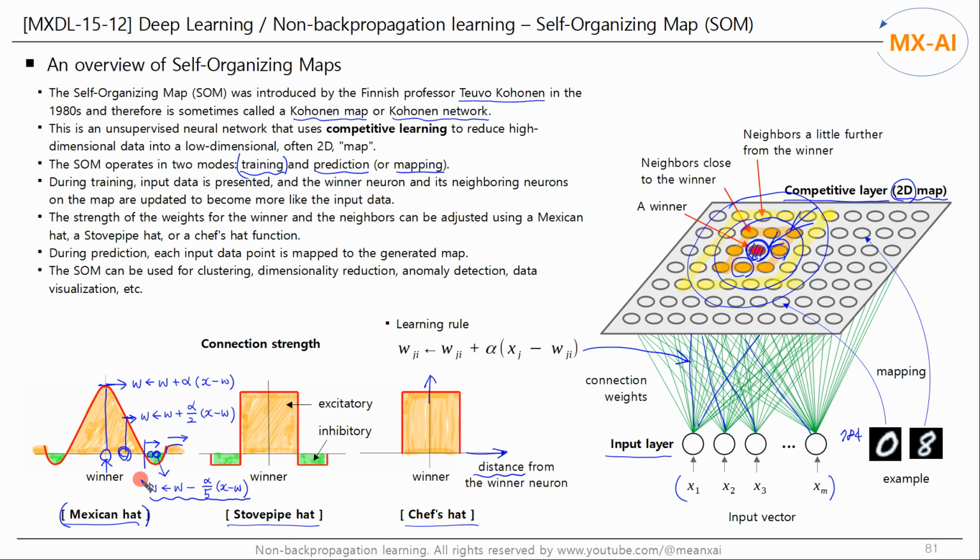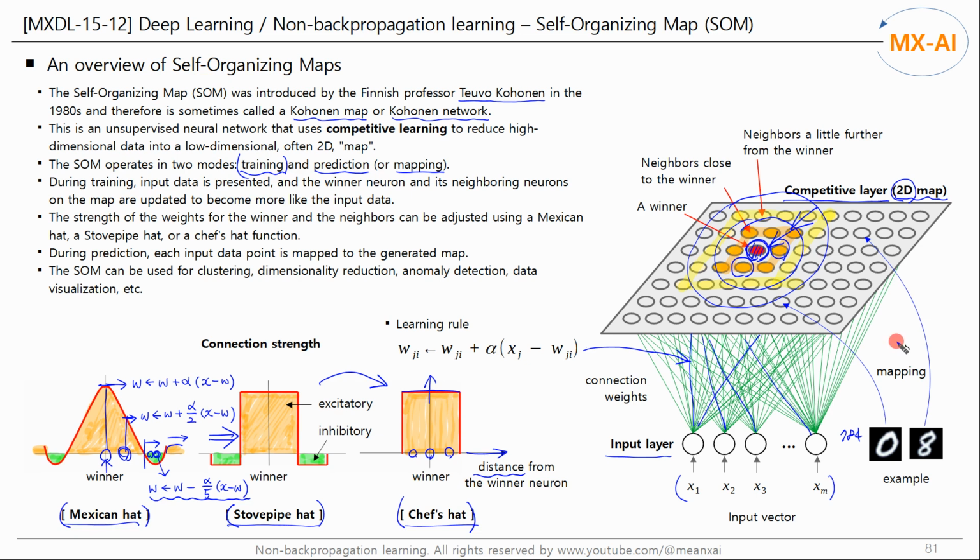This is a bit complicated to implement, so we can use a simpler function called stovepipe hat instead. Alternatively, we can use a much simpler function called chef's hat. This function updates the winner neuron and its neighboring neurons with the same strength. In this video, we will use this function to implement SOM models.